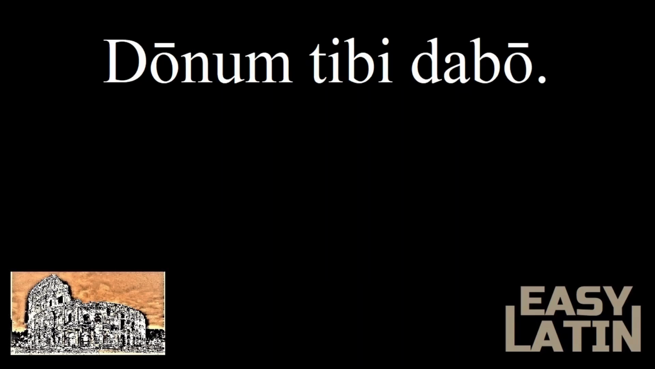Do you understand this phrase? Donum tibi dabo. I will give you a present. This is the future tense. And here, tibi is the dative form of tu, because it's the recipient form. The same as how in English we change he to him and she to her.